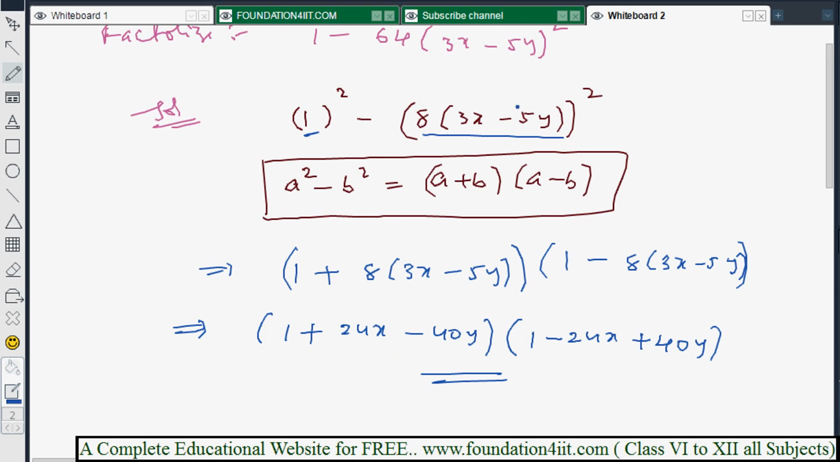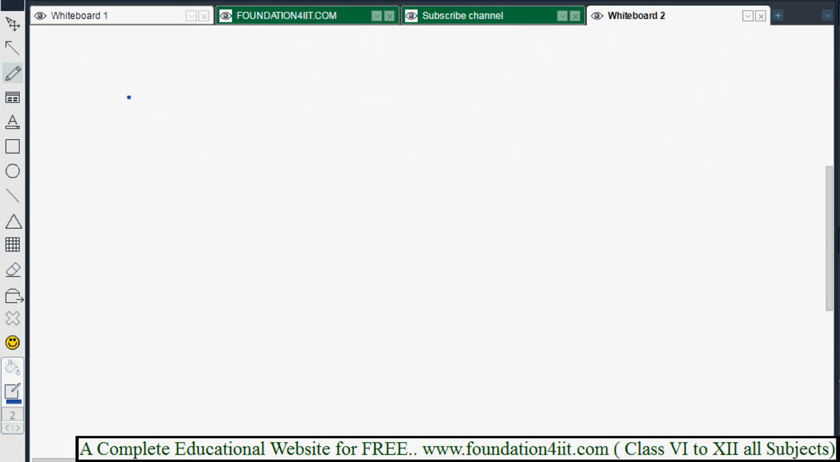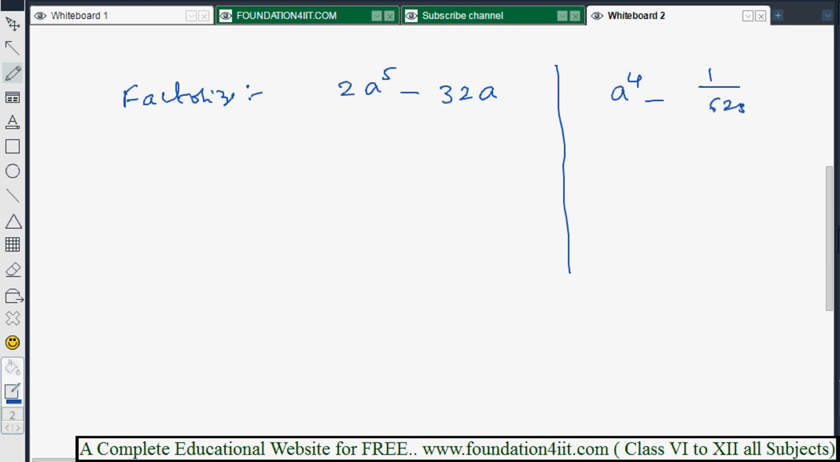And when they give fraction types also, how to solve, the same method. Okay, factorize. One more question. I'm taking two questions here. 2a power 5 minus 32a. This I need to solve. And one more question, a to the power 4 minus 1 by 625. Okay, these two questions we will solve now.